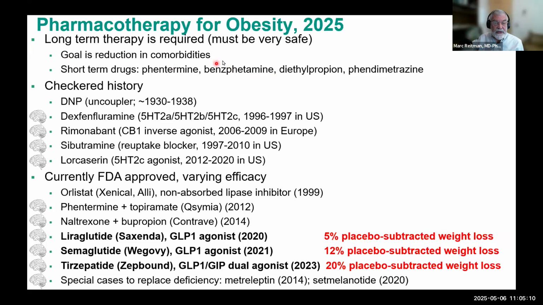So the goal for treating obesity is a reduction in the comorbidities. And what's very interesting about it is that many drugs have been developed and some marketed for obesity.